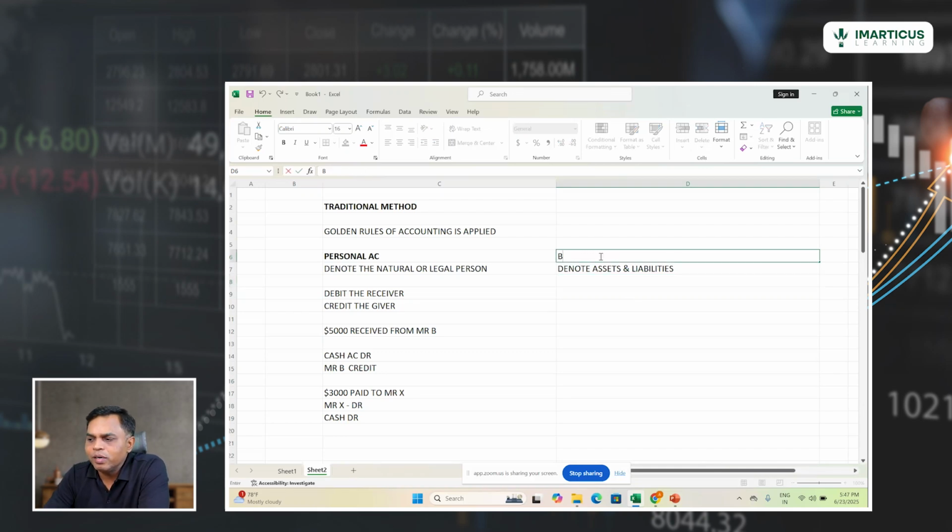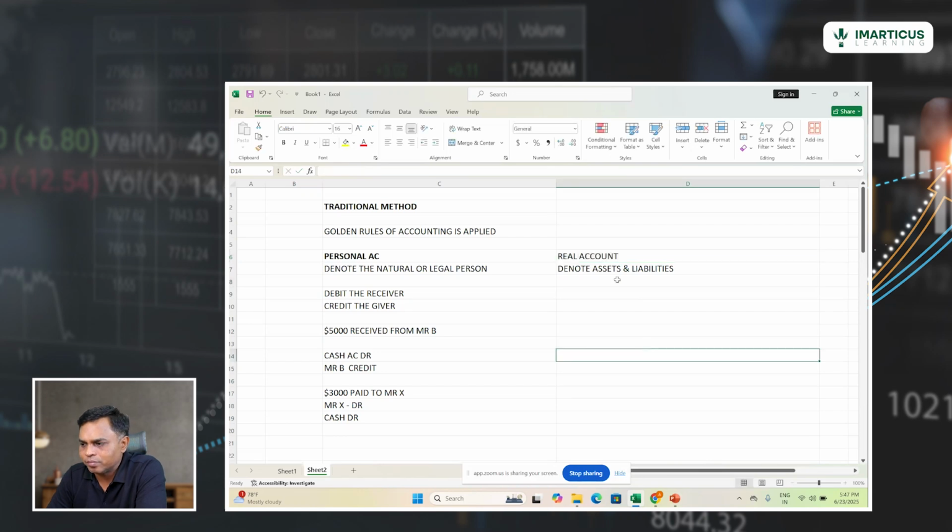What is the rule for the real account? For the real account, the rule is: debit what comes in, and credit what goes out. So you need to debit what comes in and you need to credit what goes out. Now let us see an example of a transaction.